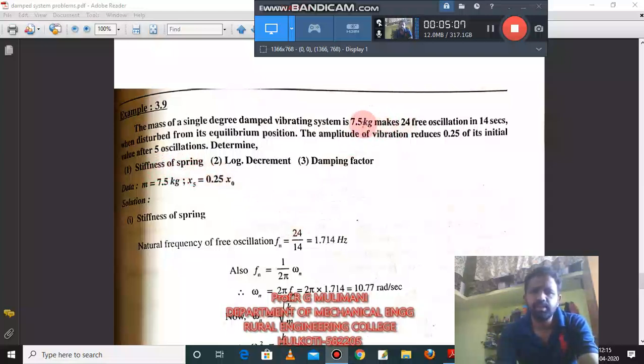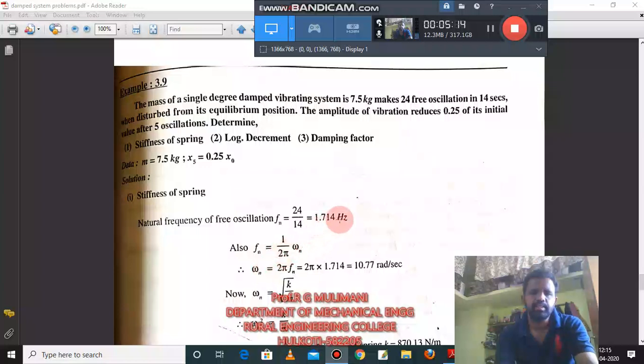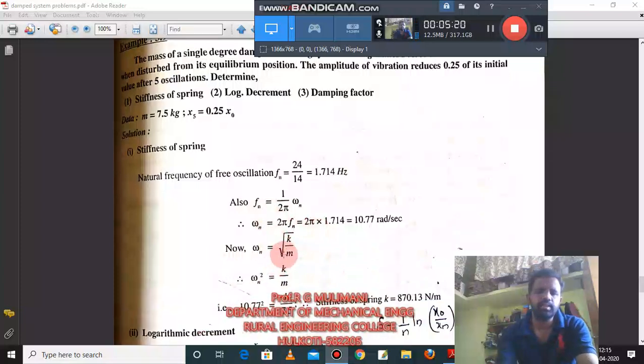By using this data, 24 oscillations divided by 14 seconds, you will get a frequency. This frequency is in hertz, multiplying by 2 pi, you will get radian per second. Omega n is equal to square root of k by m. Mass is given, it is 7.5. Omega n is 10.77. So you will get the stiffness of the spring. Next, logarithmic decrement. How to find the logarithmic decrement?